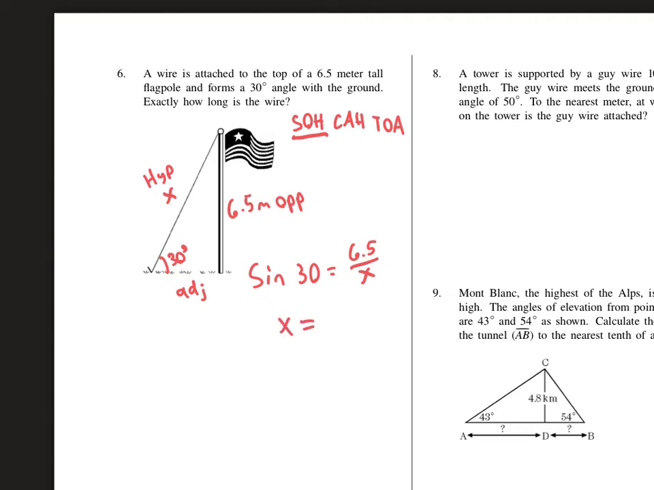So x equals 6.5 over the sine of 30. Just flipping the denominator with the numerator of the other side. 6.5 divided by sine 30. And I get a very even number, 13. And since the only measurement we have in here that has a length is meters, it's 13 meters. Which is just 6.5 times 2 if you were doing special right triangles.